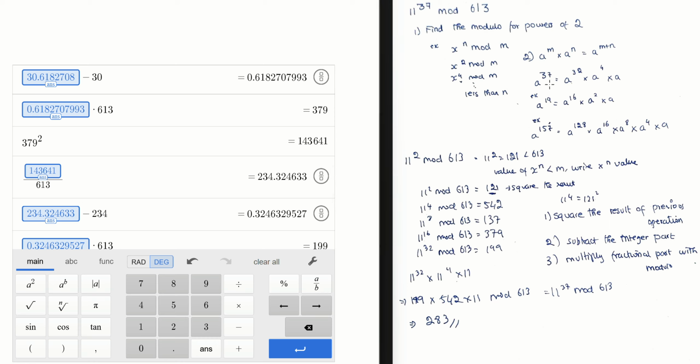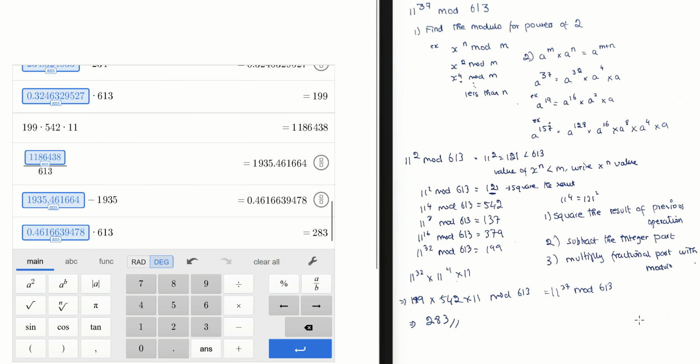As I said before, I need to express it in powers of 2, right? Now I have all the required values. So I can represent 11 power 37 as 11 power 32 into 11 power 4 into 11, right? What is the answer for 11 power 32? This is the answer, 199. And 11 power 4 is 542. And 11 is 11. So I'm multiplying all of this, and then whatever result I'm getting, I do modulo with 613. I do the same process again: dividing it by 613, subtracting the integer part, and multiplying with 613. So this is the answer I'll be getting.